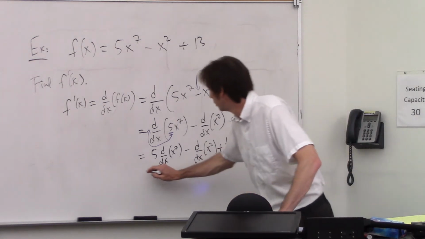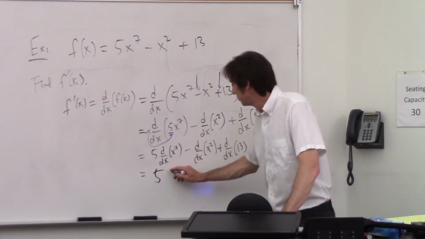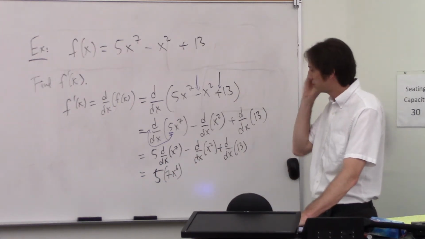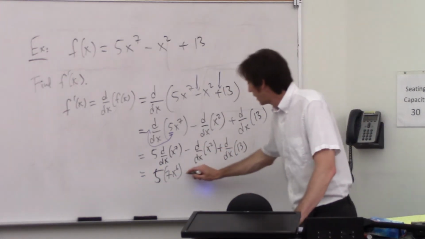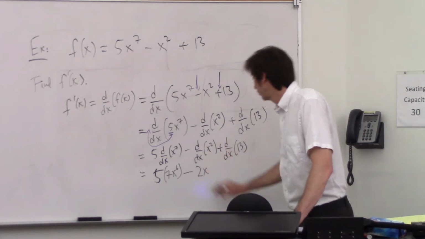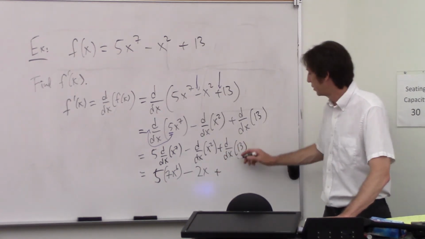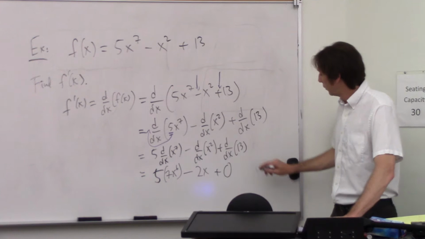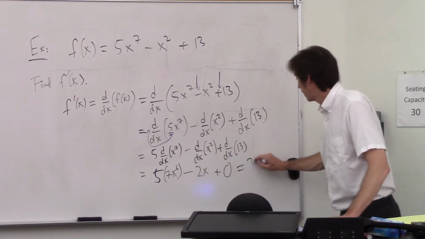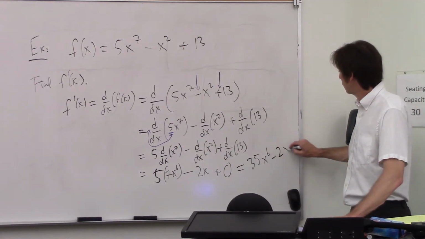Here's what we get. We get 5, and then the derivative of x to the 7 is 7x to the 6. So 5 is multiplied to 7x to the 6. And then I have a minus. The derivative of x squared from the power rule is 2x. And then I add. The derivative of a constant, 13, is 0. And so my answer here is 5 times 7, that's 35, x to the 6 minus 2x.